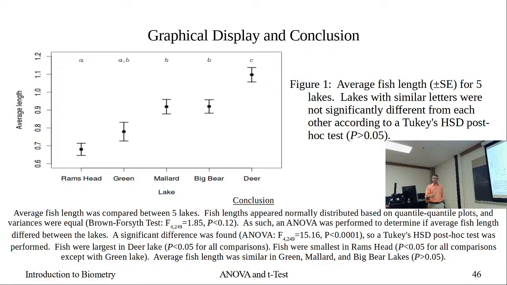Green, Mallard, and Big Bear, they're not different. They're going to receive the same subscript. And then Deer is different from the rest. It gets its own subscript. And it shows you then that Green Lake has both A and B attached to it because that lake is similar to all four of these. It's just kind of like that middle one.